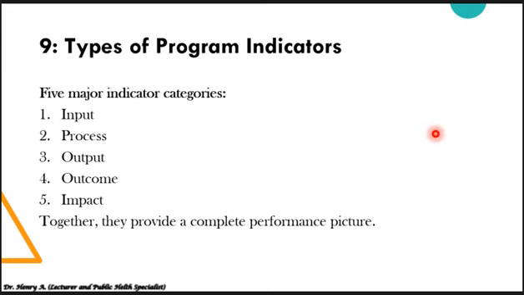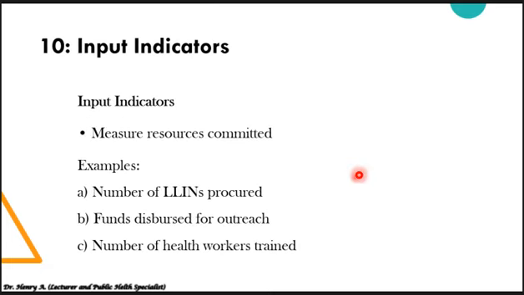Now we see the types of program indicators. We have just 5 major indicator categories. Number one, the input indicator category, the process indicator category, output indicator category, outcome indicator category, and impact indicator category, and together they provide a complete performance picture.